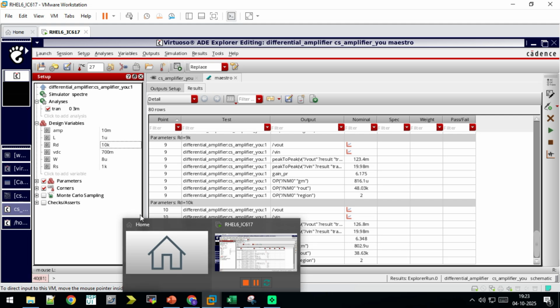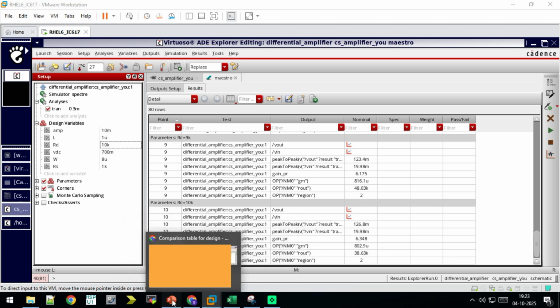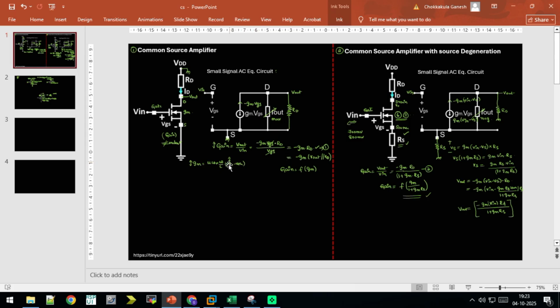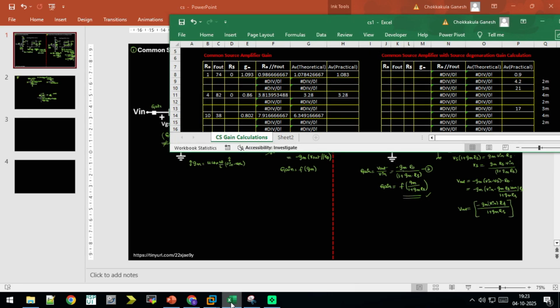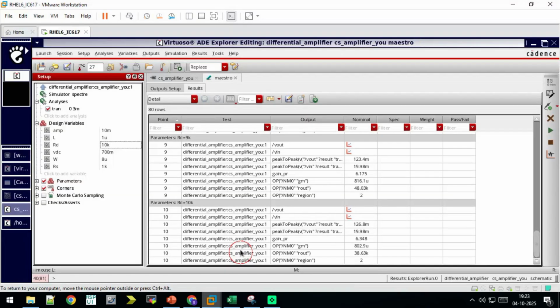But when the V input is changed, as I said, Gm will be changed. So if the Gm is fluctuated, the fluctuations in the Gm will be reflected in the gain changes. So gain will be fluctuated with respect to Gm. That's what we have to observe now. So for that sake, what I do is I will be changing the VDC. So here that 700 milli, I'm keeping it as 800 milli.